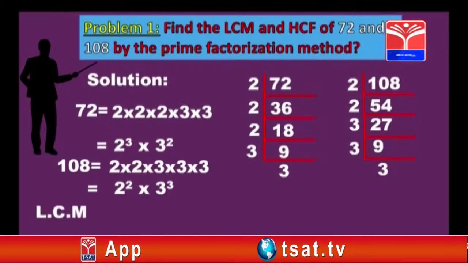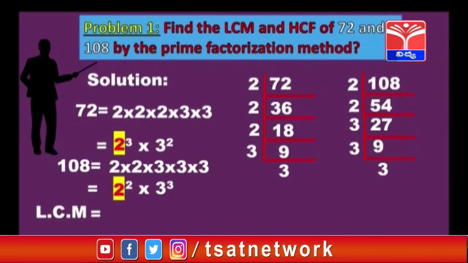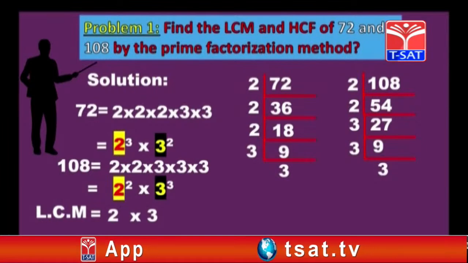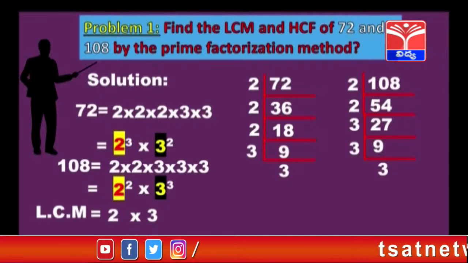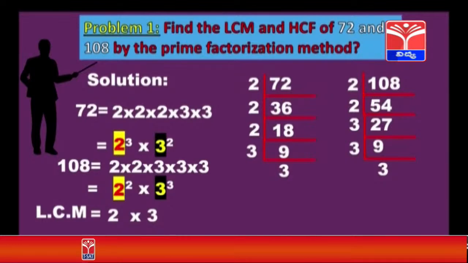Now LCM. If you observe the two prime factorizations, 2 is in the first one and also in the second, and 3 is in both. So the total available prime numbers are 2 and 3. We list all the prime numbers which are there in the two prime factorizations, 2 into 3. Now coming to the powers. Which power should be taken? For LCM, we should consider the highest power. There are 2 cube and 2 square. What is the highest power? The highest power is 3, so I should write 2 power 3.